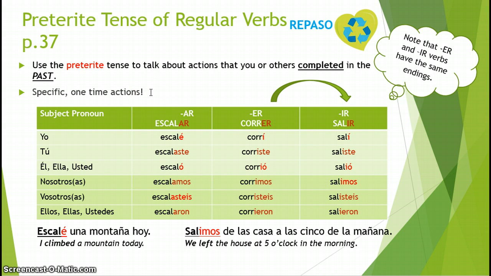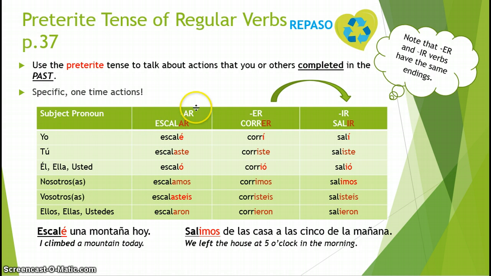Remember, we have another way to communicate in the past, which is called el imperfecto. The imperfect tense we'll review in a future video. That is used more for things that are ongoing, things that were habitual in the past that happened more than once. So today we're going to focus on those one-time specific actions that have been completed.